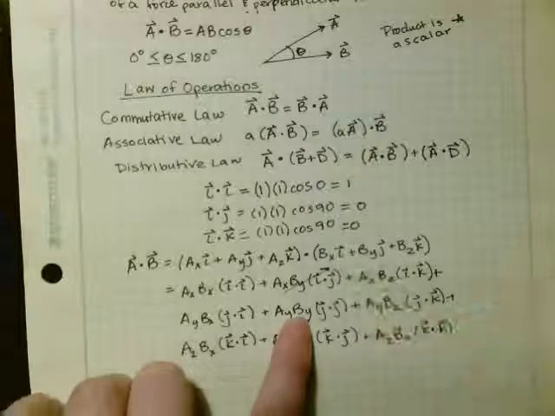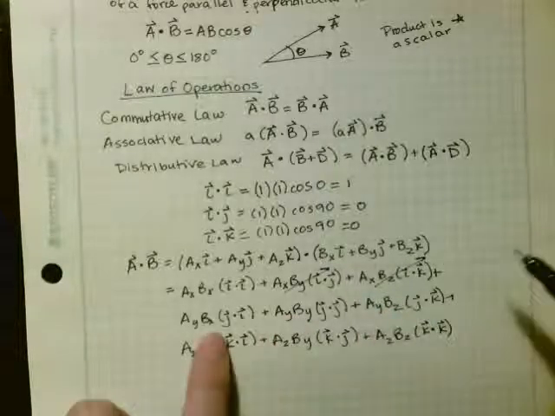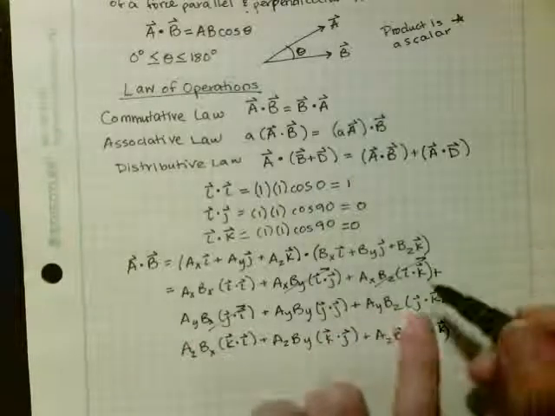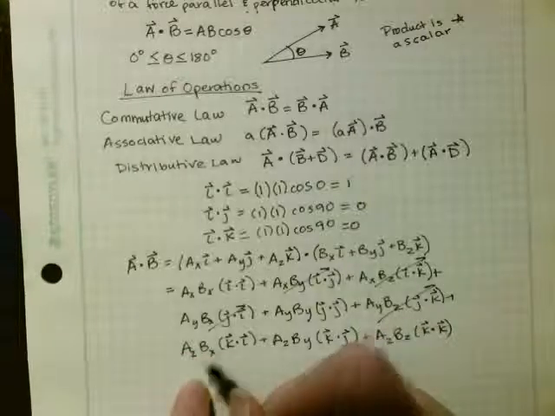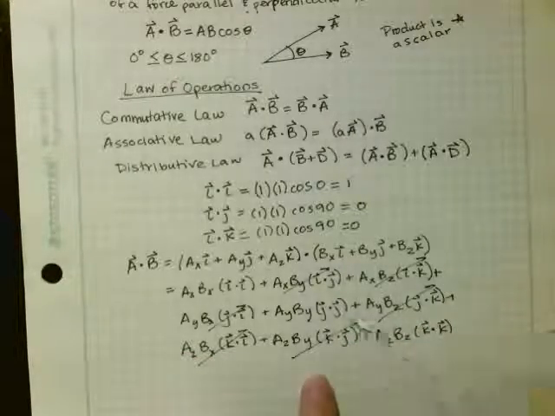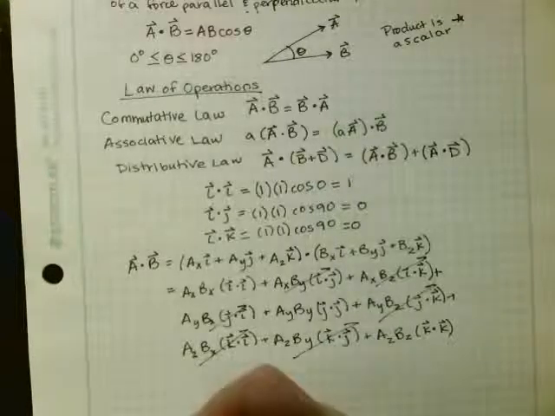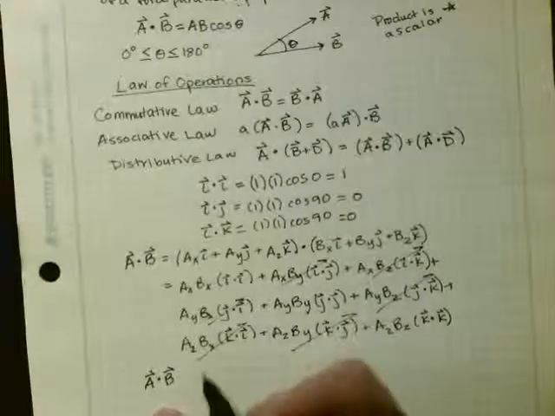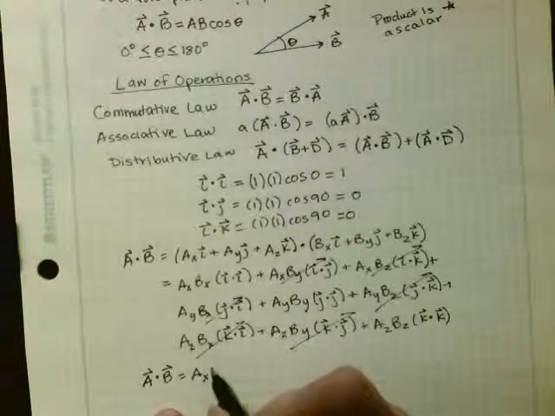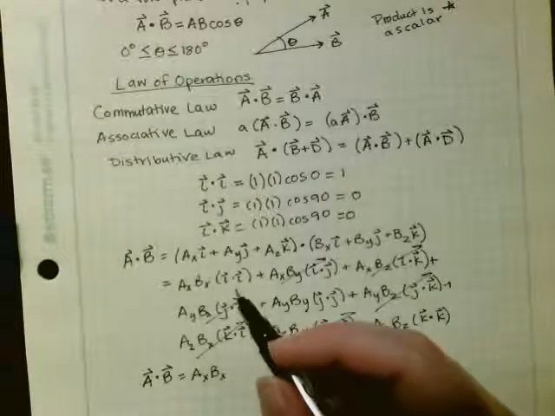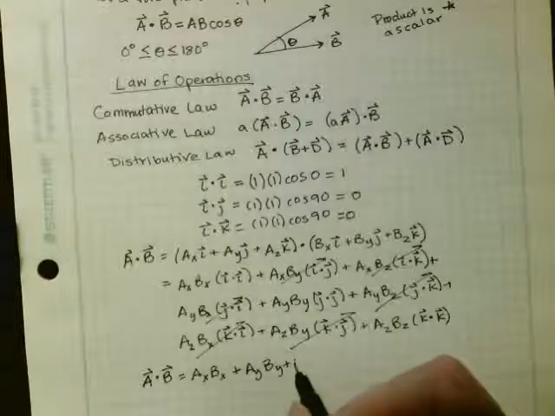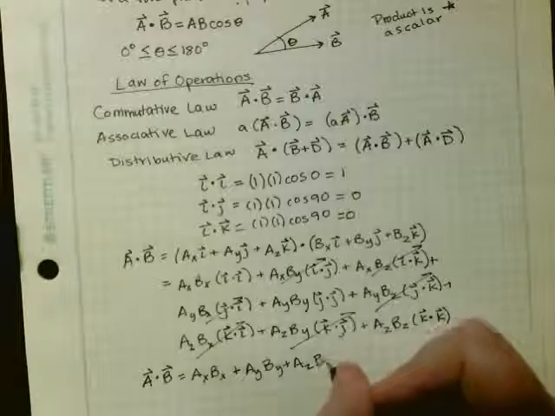So I dot I is 1. I dot J is 0, so that goes away. I dot K is also 0. J dot I, 0. J dot J is 1, so it stays. J dot K, 0. K dot I, also 0. K dot J, 0. And then K dot K is 1. So this simplifies down to A dot B equals AX BX plus AY BY plus AZ BZ. That's a simplified way to write it.